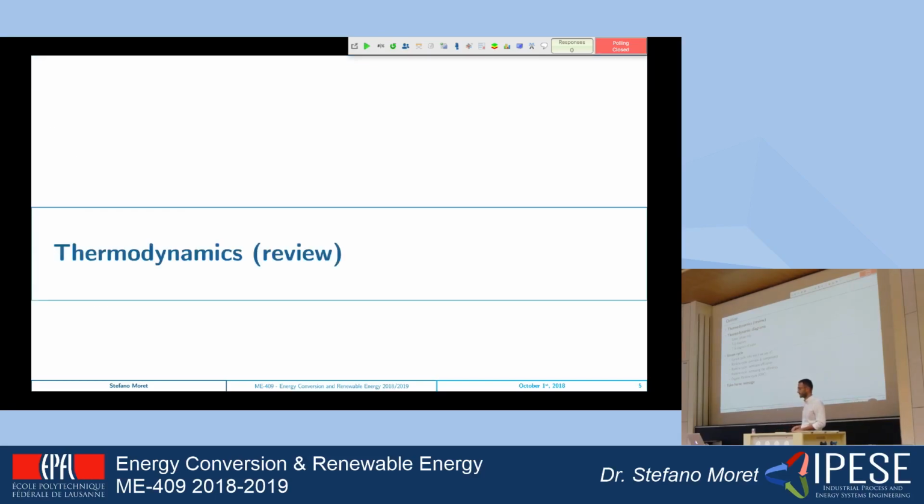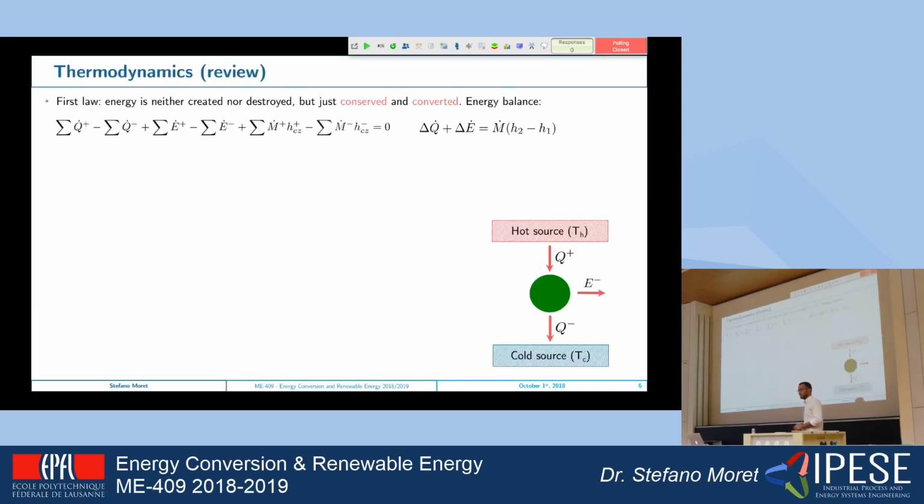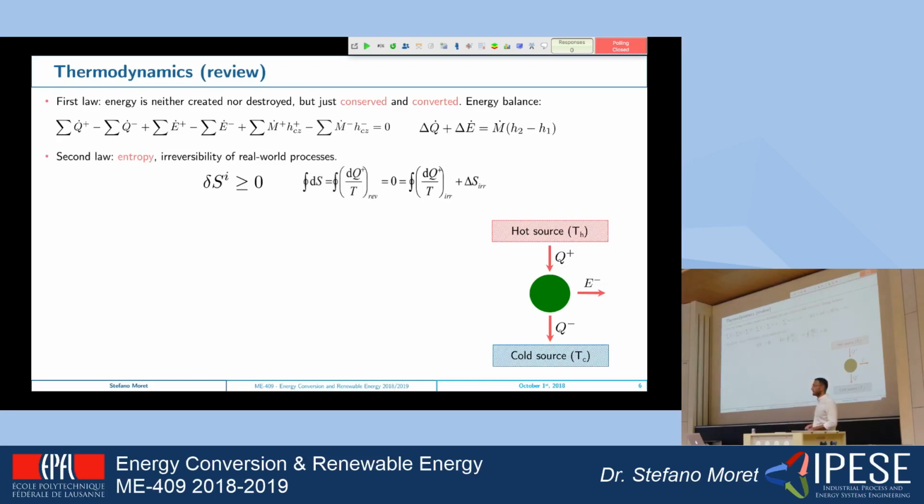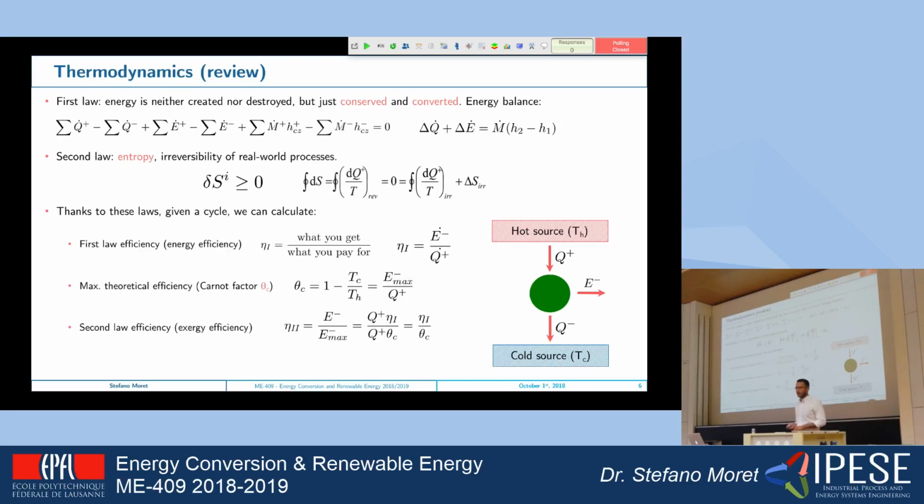So let's start with a little review of what we saw in the first hour of the lecture. We said that we have the first law of thermodynamics, which tells us that energy is not created nor destroyed, but is only converted and conserved. And then we have the second law, which tells us that there are irreversibilities. Let me show you for a second on the blackboard. Let's just recall the concept of efficiencies that you need to remember for the rest of the course.